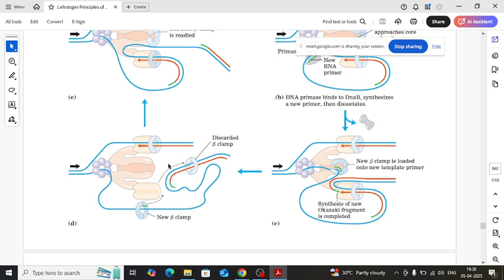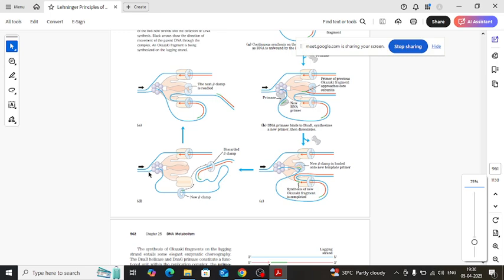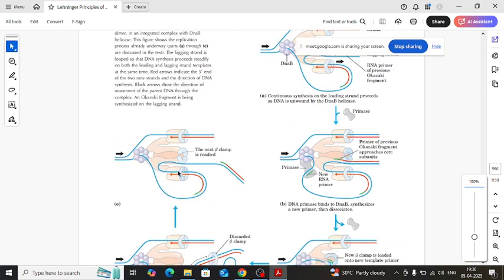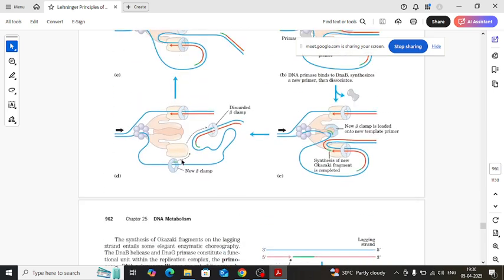So this loop will be released, right? So this is the first Okazaki fragment, and this is the second Okazaki fragment, right? So that's how the replication occurs in both leading and lagging strand, right?